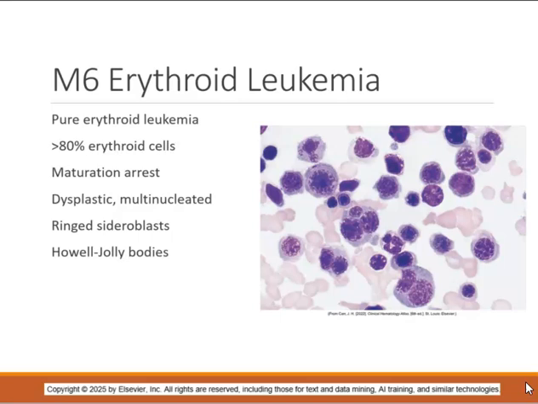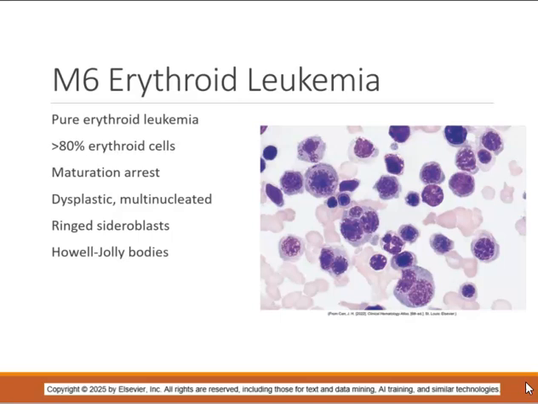So the cells are very abnormal, very dysplastic. You will see Howell-Jolly bodies present in the red cell morphology. Just remember, Howell-Jolly bodies are part of the nucleus. Usually the spleen can take them out, but right now it's so abnormal the spleen can't handle it. And if we did a stain, we would see ring sideroblasts.